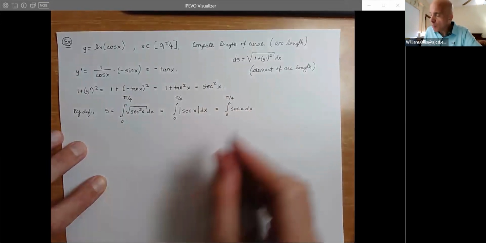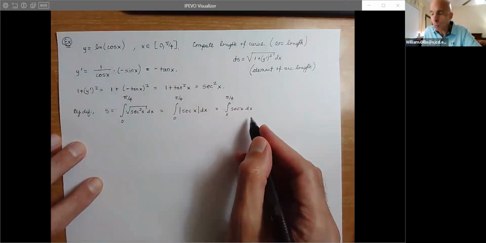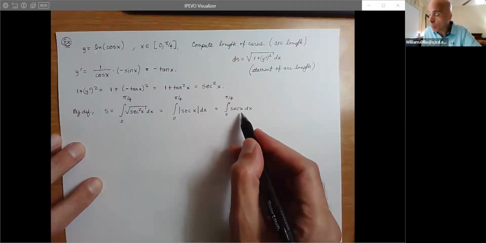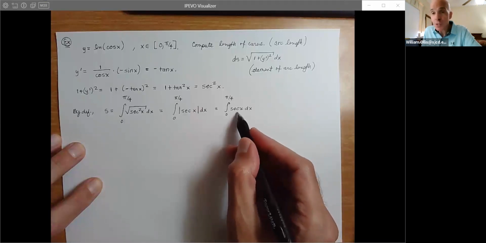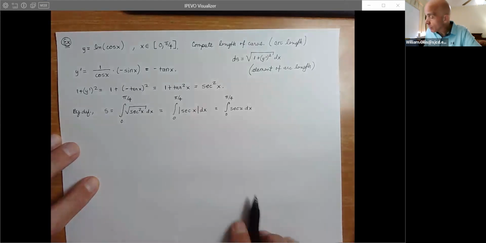Okay, so now this is Calculus 1. What would we do in Cal 2 without Cal 1? We're not using anything but Cal 1. And this is a standard integral. This is the natural log of secant x plus tangent x. That's the antiderivative.